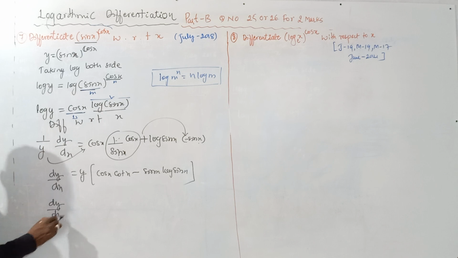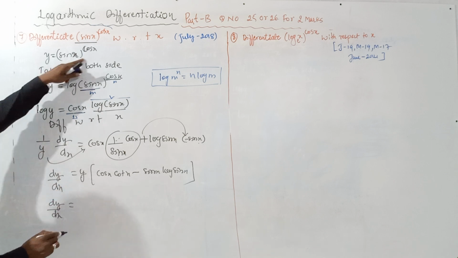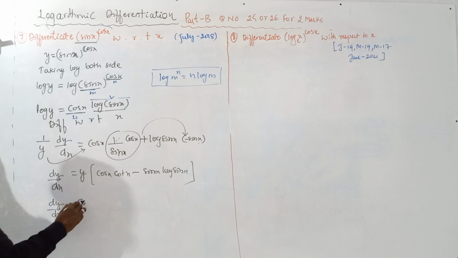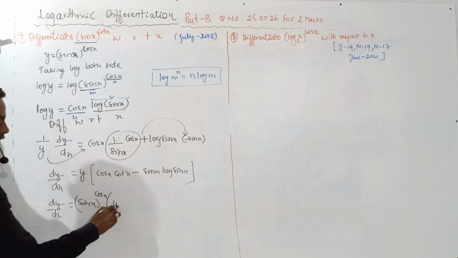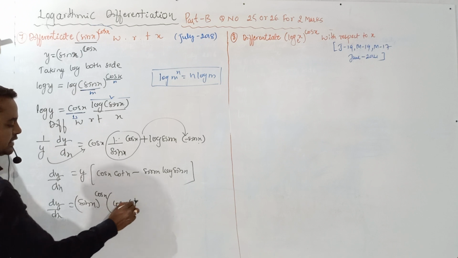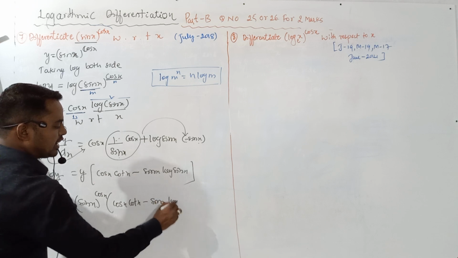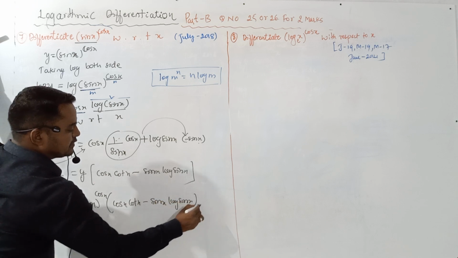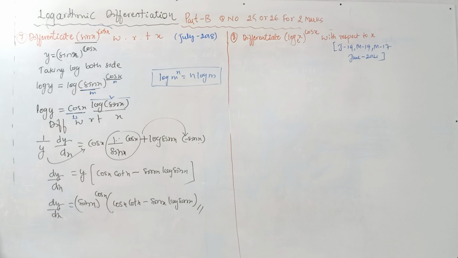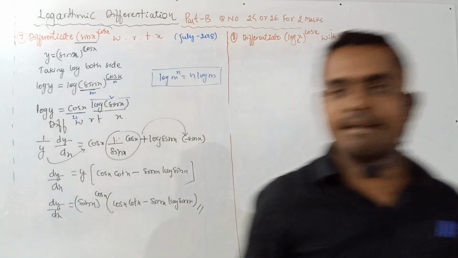Dy by dx is equal to, what is the value of y? Sin x raised to cos x into the bracket cos x cot x minus sin x log sin x. This is the final answer.